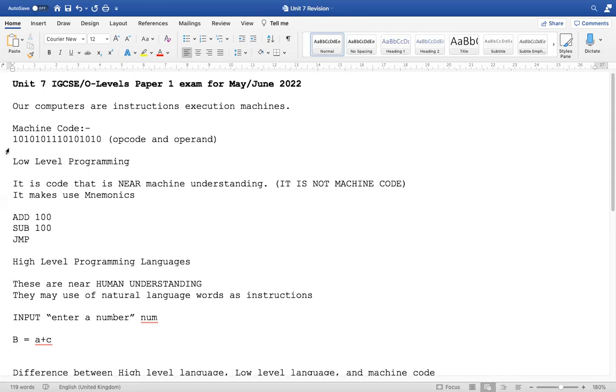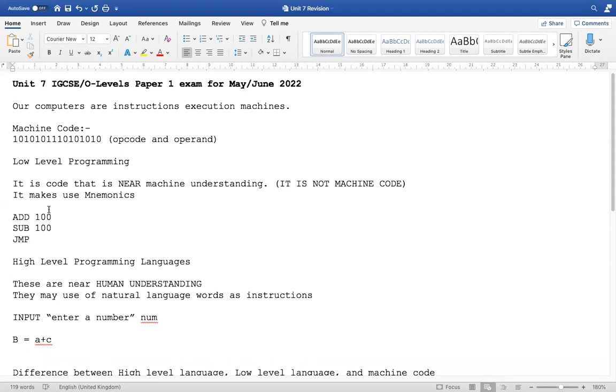Now, finally, I will repeat this one last time because I see a lot of students confusing machine code with low-level programming. If you're writing high-level language code and you want it to run, it will have to be translated into machine code. So this is not understandable by the computer.